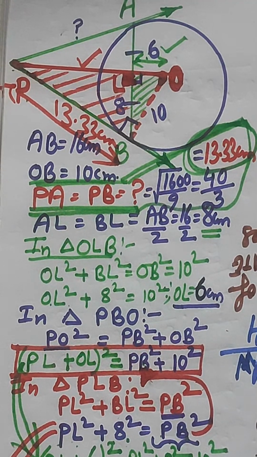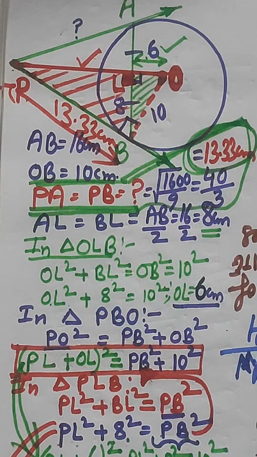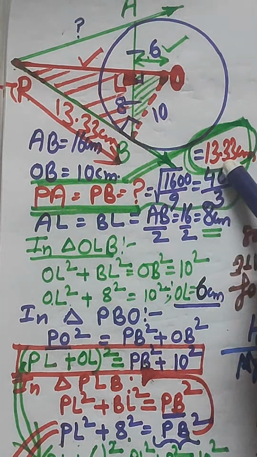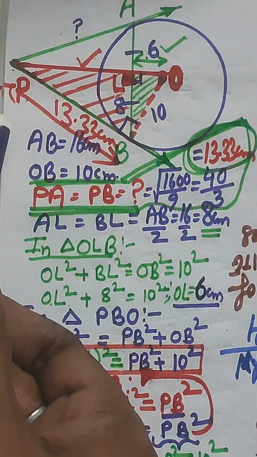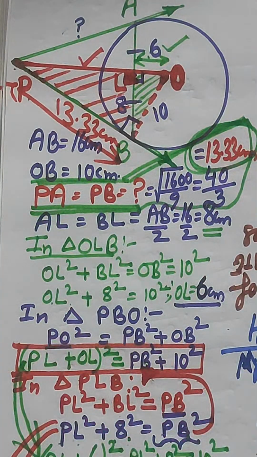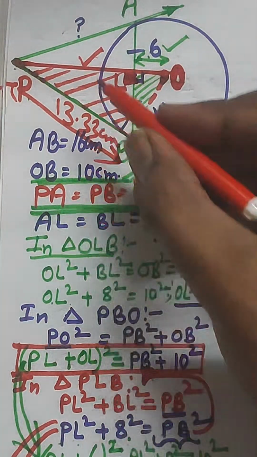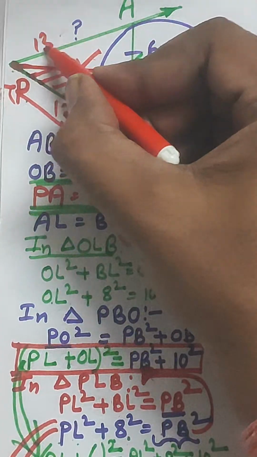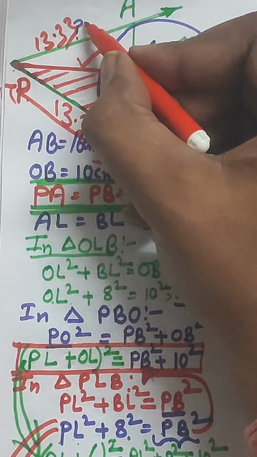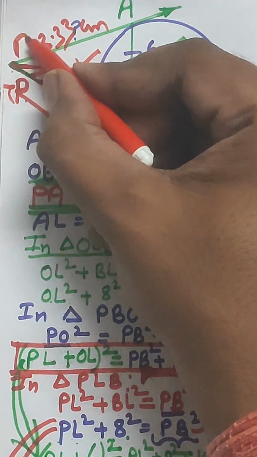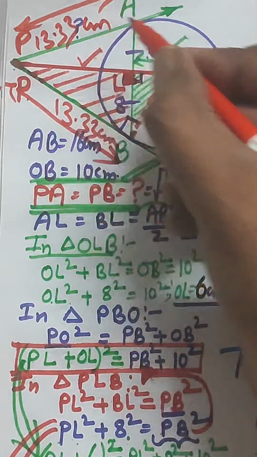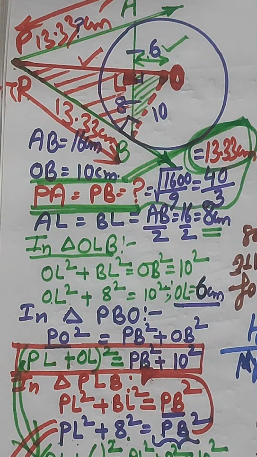And students, in this way we have solved this question and we got our answer, that is 13.33 centimeter is the length of PB, and that is definitely equal to the length of PA. So because PA is equal to PB, we can say that this length is also equal to 13.33 centimeter.